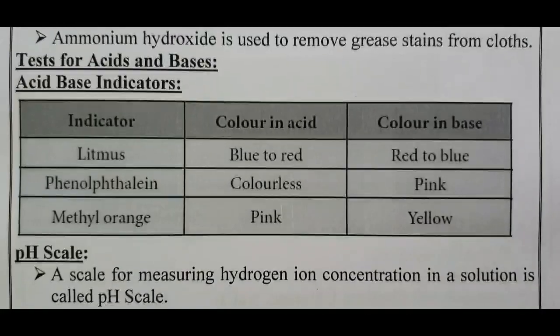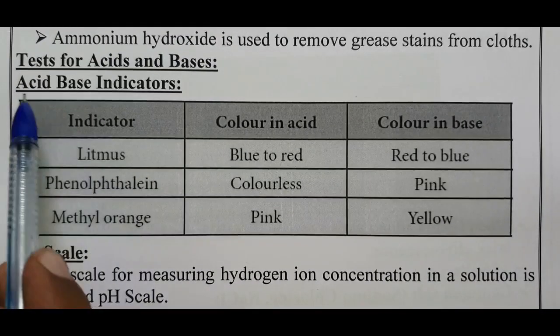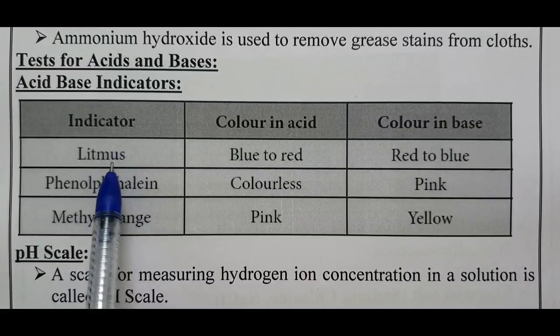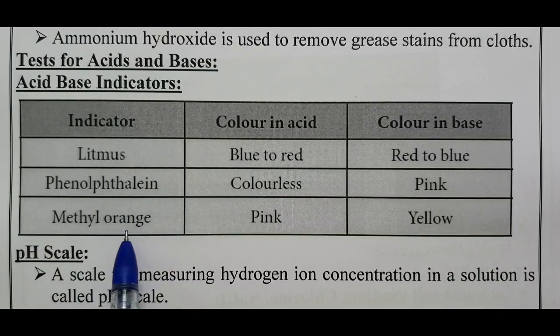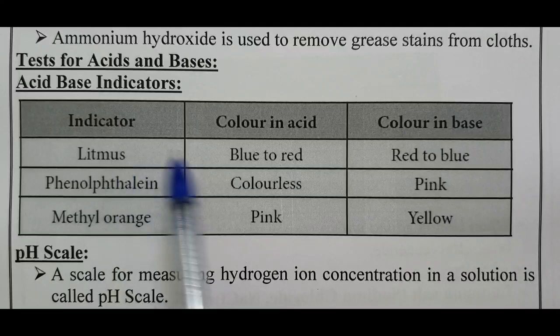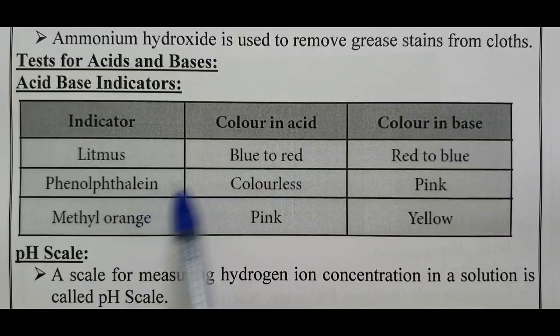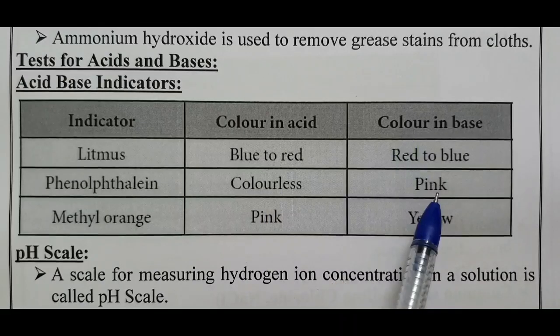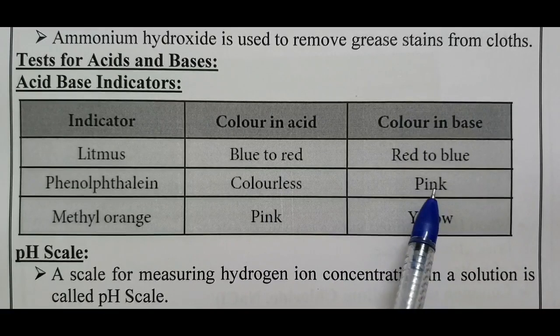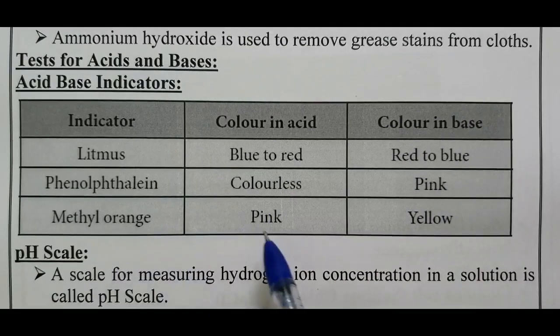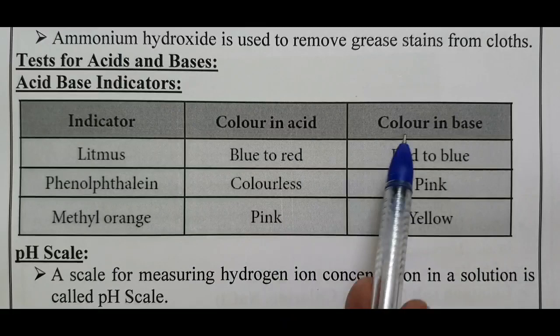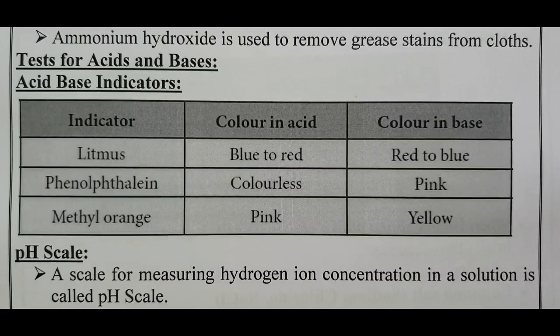Come to the test for acids and bases. Acid-base indicators include litmus, phenolphthalein and methyl orange. The color of litmus in acidic medium is blue to red, and in basic medium red to blue. Phenolphthalein is colorless in acidic medium, and in basic medium it changes its color into pink. Methyl orange is pink in acidic medium and yellow in basic medium.